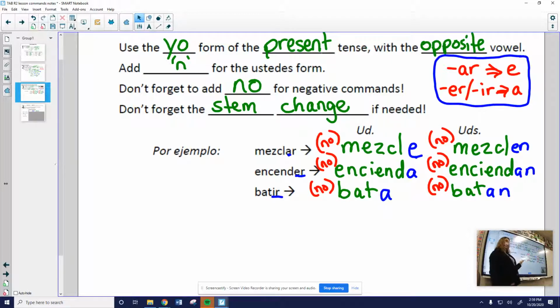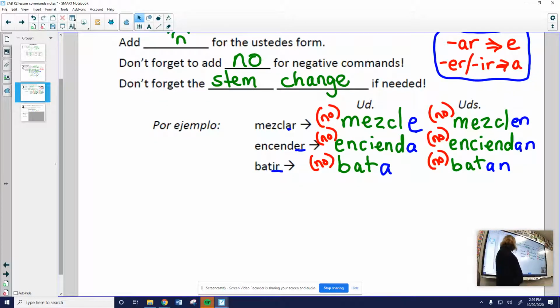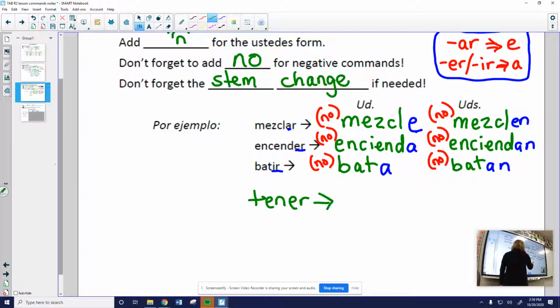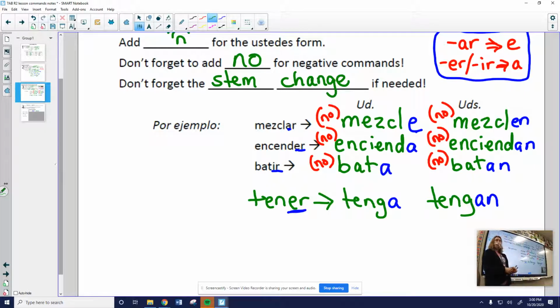For the yo irregular verbs that we reviewed yesterday, they work just the same way. Go to yo, drop the yo, add the opposite ending. For example, tener means to have and has an irregular yo form. Tengo. To turn that into an usted command, we would say tenga. To turn it into an ustedes command, we would say tengan. Since it's an ER verb, the opposite vowel is an A. ¿Está bien? How are you feeling about this?